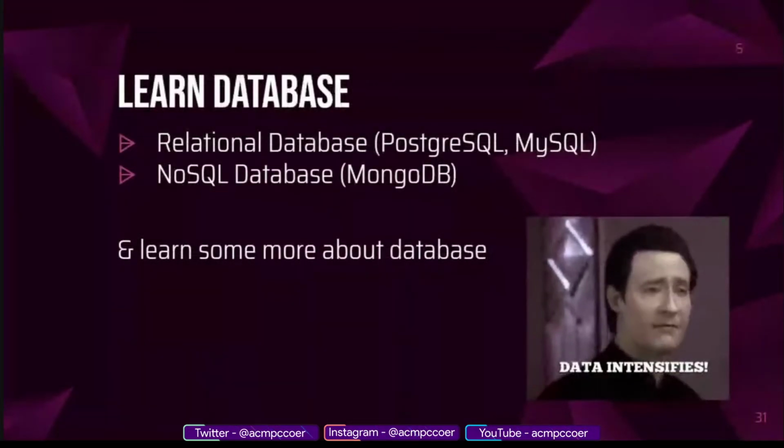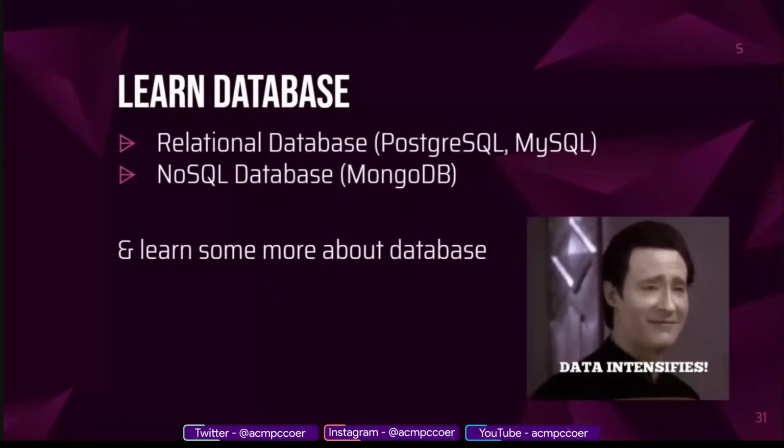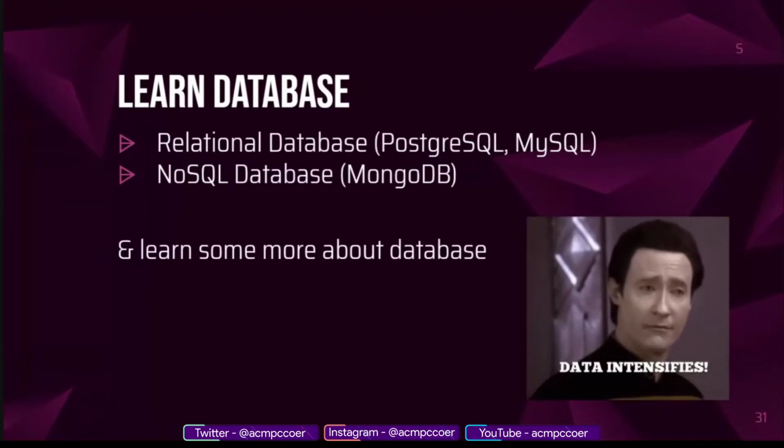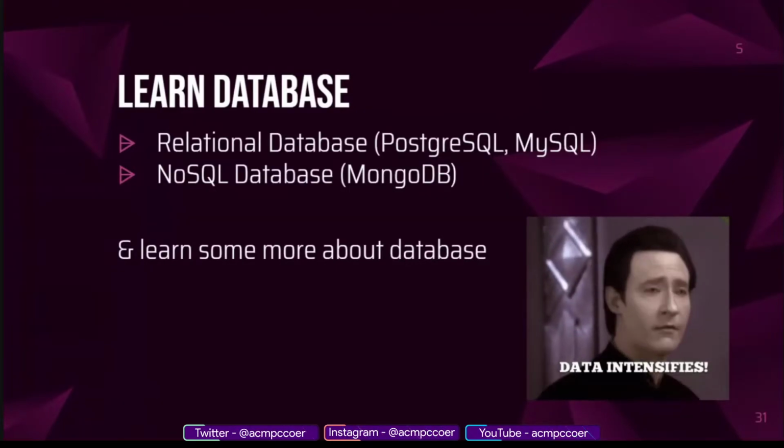So, learning a database. There are two types of database. One is structured database, which is called SQL, and a non-structured database, which is NoSQL. Pretty straightforward, right? So why do you need a database? A database is actually used for storing all your users' data.